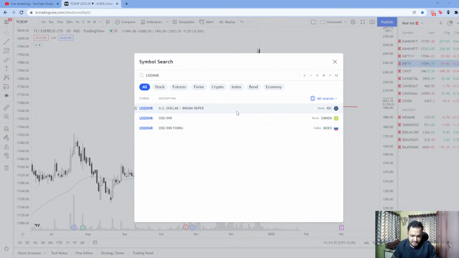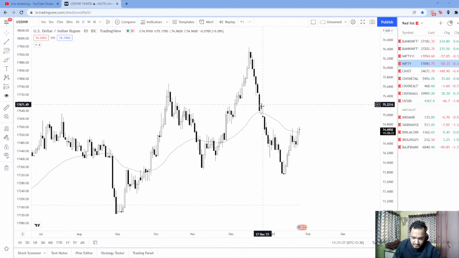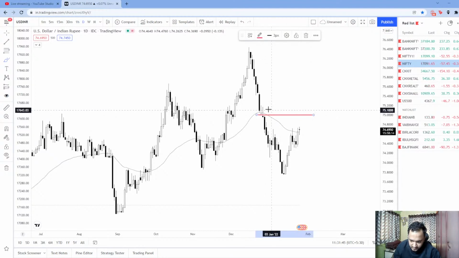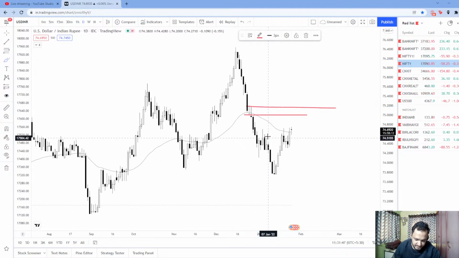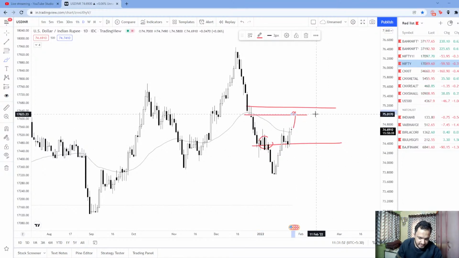USD INR, we discussed the bias is bullish. We will see some up move till this supply, which is around 75.02, somewhere here. This supply is getting taken out. So we should see some up move here in USD INR.